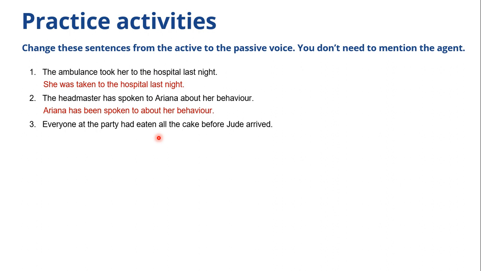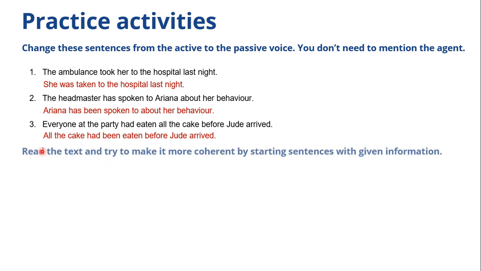Yes, sure. Want to see? Okay. All the cake had been eaten before Jude arrived. So had been eaten is coming from this, had eaten. All the cake, this one is the object, just changed into the subject. See, and everyone is missing, it's not mentioned anymore because it is not necessary.